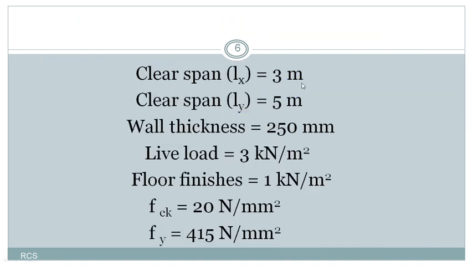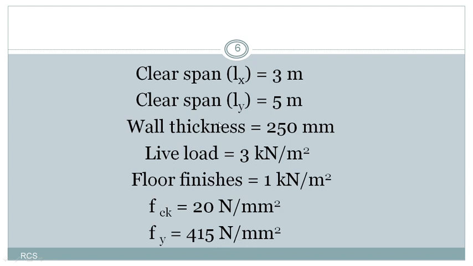The clear span is 3 meters along the x direction. The clear span along the y direction is 5 meters. Wall thickness is 250 mm. Live load is 3 kN per meter square. Floor finishes is 1 kN per meter square. And fck is 20 Newton per mm square, and fy is 415 Newton per mm square.